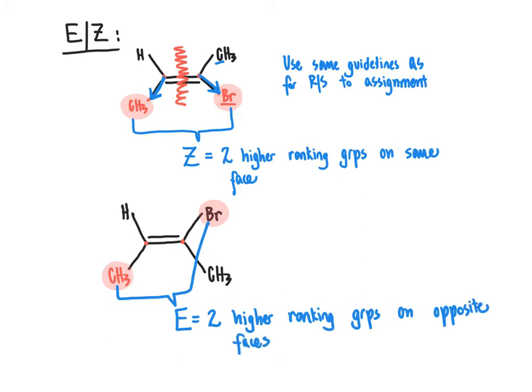Okay, and we can tell that they're on opposite faces because if we look at the carbon atom on the right and ask what direction we have to go to get to that higher ranked bromine, we have to go upward. If we look at the other carbon and ask how to get to the methyl group, we have to go downward. So those are on opposite faces. Therefore, the molecule is described as E.